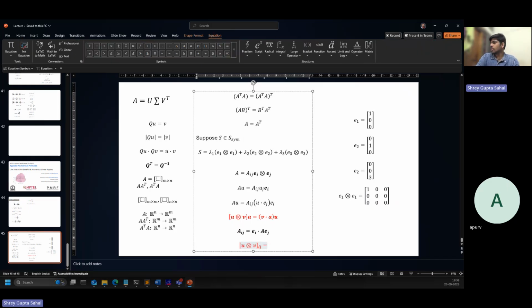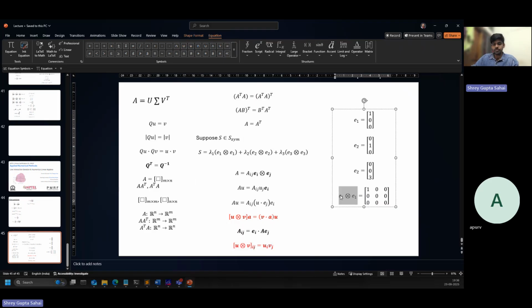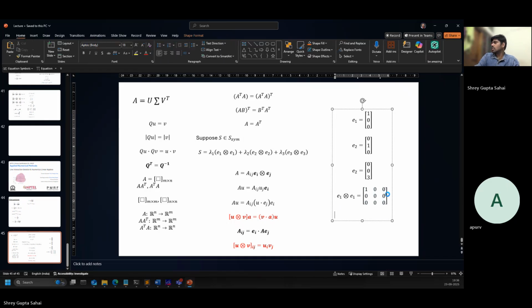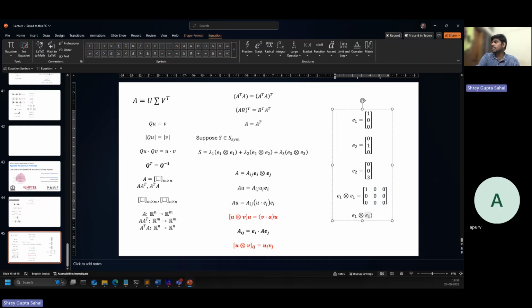ij will become uivj. And for this one, the ijth element will be, you know about the Kronecker delta, right? Yes, sir. So delta 1i and then delta 1j. That is how it will come. This is the ijth element.